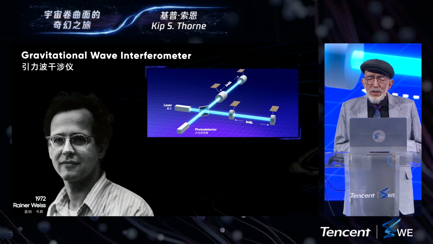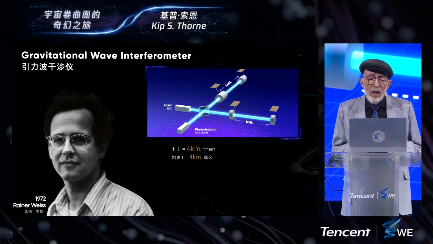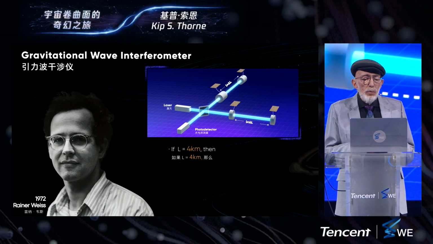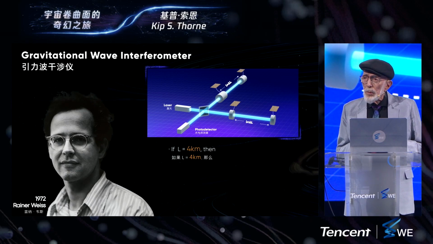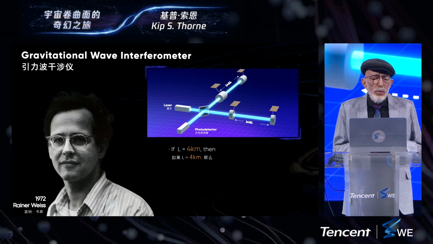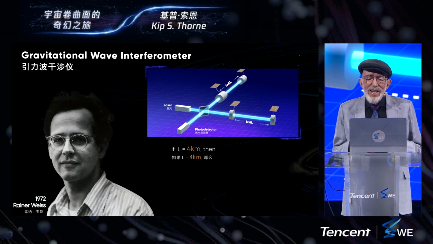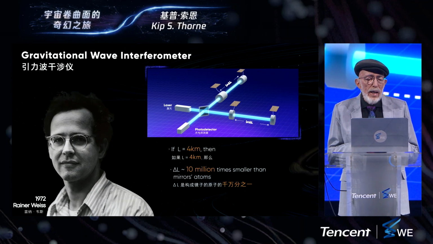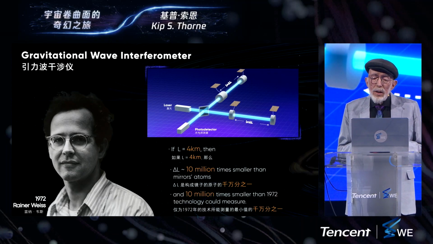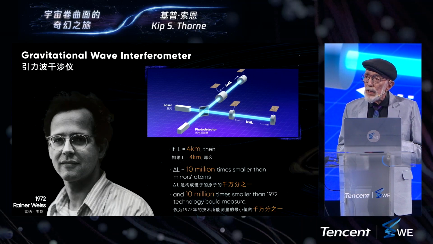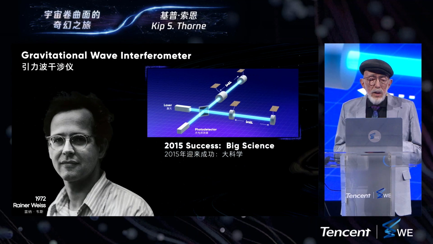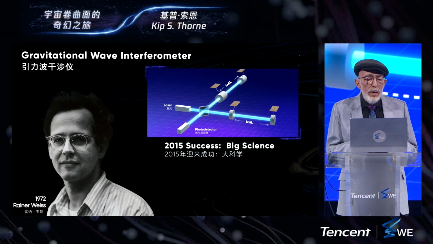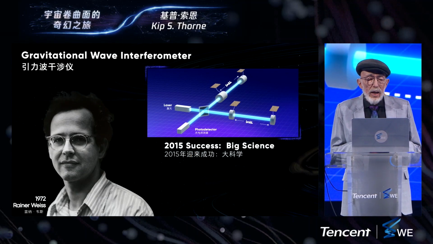However, the technological challenge was enormous. If the mirrors on each arm are separated by 4 kilometers, as they ultimately would be, then the strongest waves we could conceive, those from colliding black holes, would stretch and squeeze the arms by an amount 10 million times smaller than the atoms of which the mirrors were made, and 10 million times smaller than our best 1972 technology could measure.